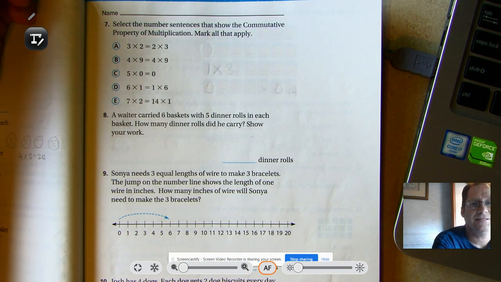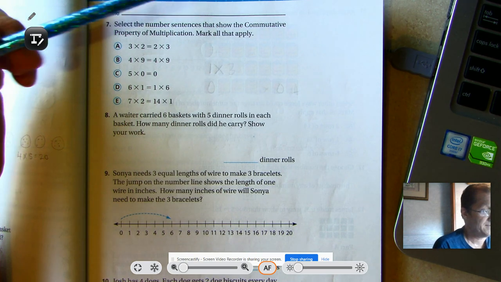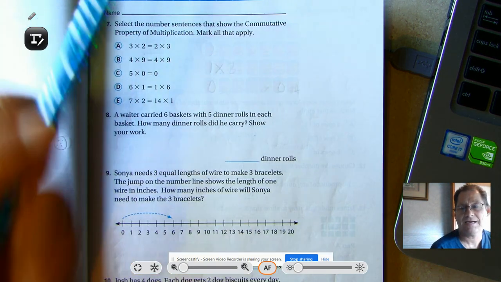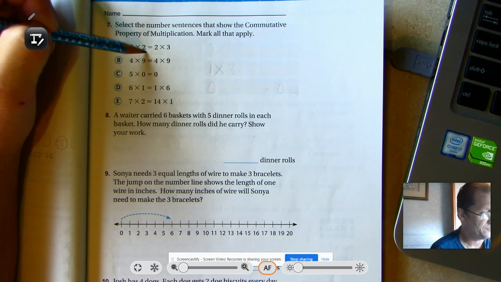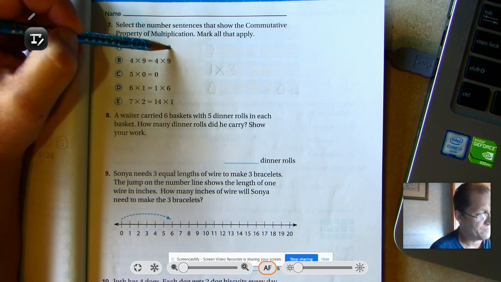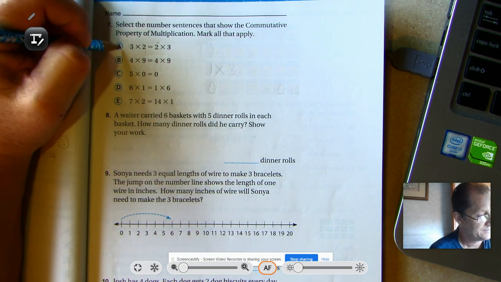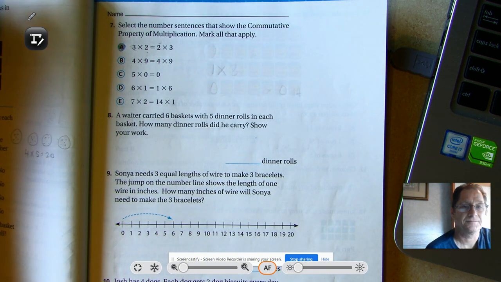Select the number sentences that show the commutative property of multiplication. Mark all that apply. All right, so remember, the commutative property of multiplication shows that on either side of the equal sign, we have the same exact factors, but in opposite order. 3 times 2, 2 times 3. So I see 3 on both sides, I see 2 on both sides. Are they in opposite order? Yes. So A is an example of the commutative property of multiplication.